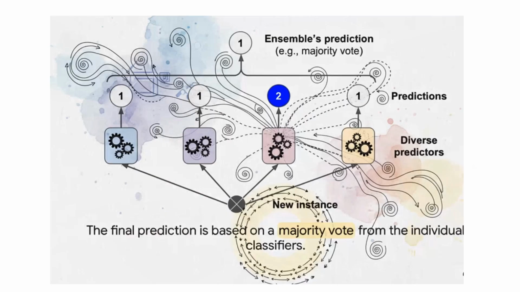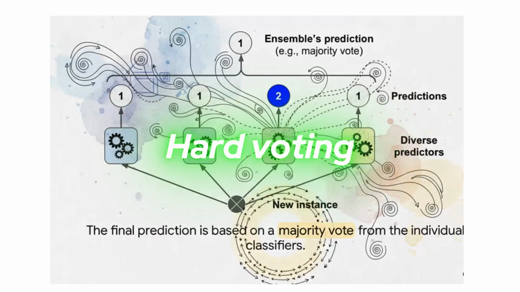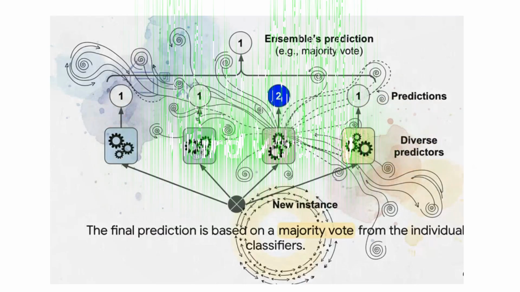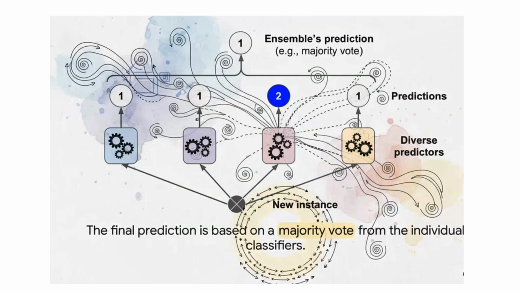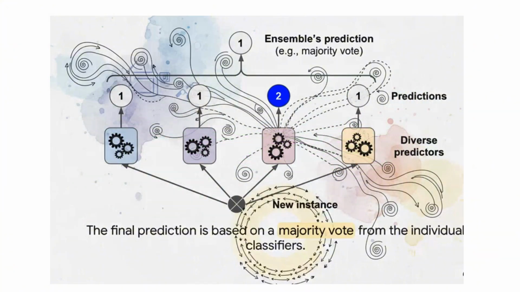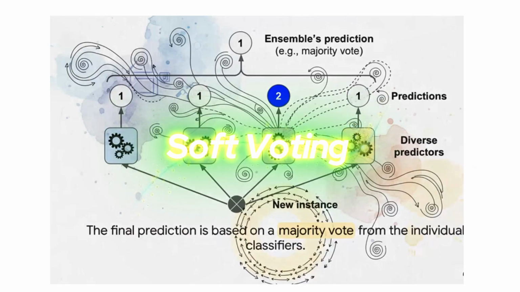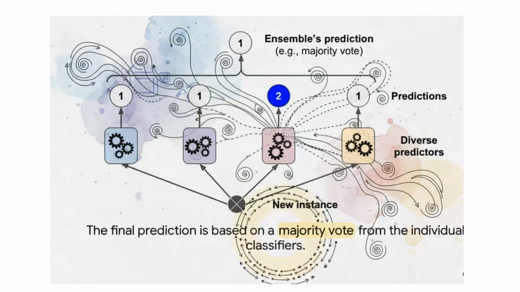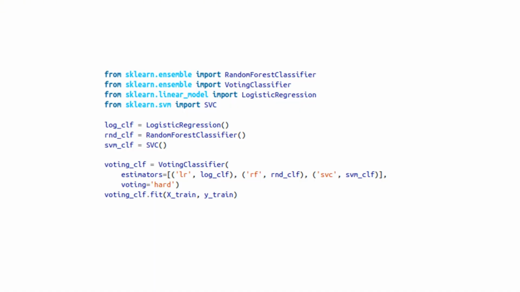Now that simple majority rules approach is called hard voting. If all classifiers are able to estimate class probabilities, or they all have a predict_proba method, then you can tell Scikit-Learn to predict the class with the highest class probability, averaged over all the individual classifiers. This is called soft voting. It often achieves higher performance than hard voting, because it gives more weight to highly confident votes. The following code creates and trains a voting classifier in Scikit-Learn, composed of 3 diverse classifiers.